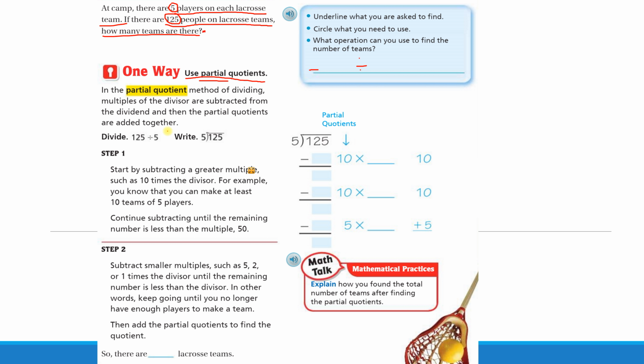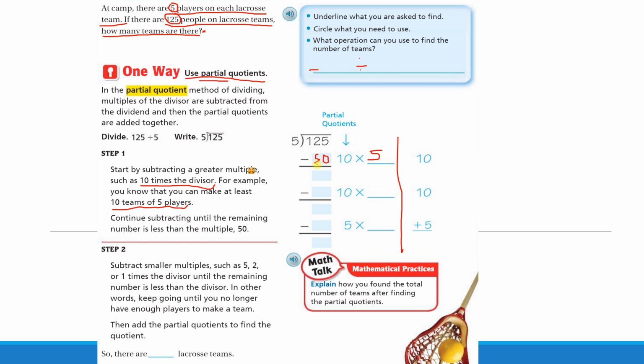Each lesson isn't radically different than the other if we really think about the mathematical principles that we're using. Okay, so step 1, start by subtracting a greater multiple such as 10 times the divisor. So remember when I said go ahead and skip ahead if you know you're going to need more. That's all we're doing here. For example, you know that you can make at least 10 teams of 5 players. So they did that here. 10 times 5, or 10 5s, and remember we have kind of our separate problem over here. This is to figure out how many 5s we've used. So 10 5s, which would be 50.